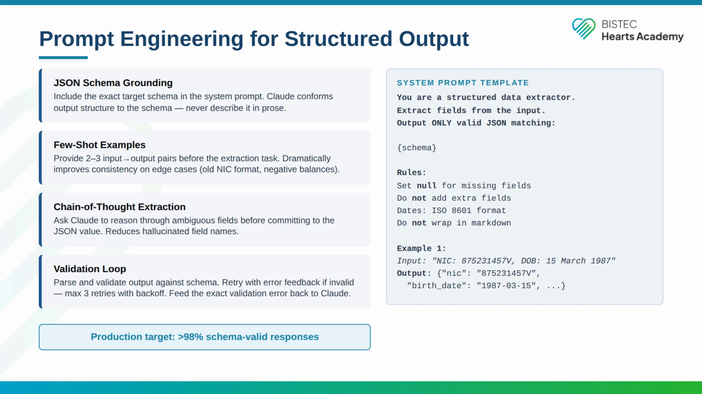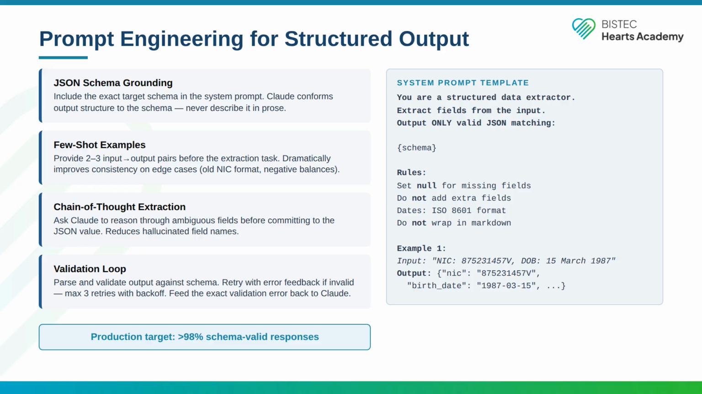When you describe a schema in prose, Claude makes reasonable interpretations that often don't match your exact field names or types. When you provide the literal schema, Claude conforms to it precisely. Few-shot examples address the edge cases that a schema alone cannot capture. For NID extraction, provide 2 examples, one with an old format NID, 9 digits plus V or X, and one with a new format NIC, 12 digits. Claude generalizes from these examples to handle variations it hasn't seen before.